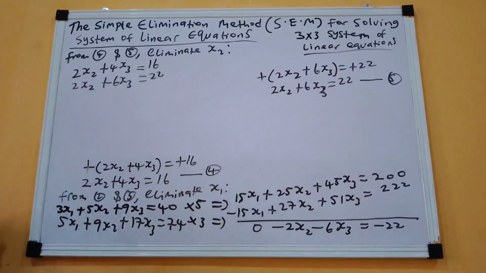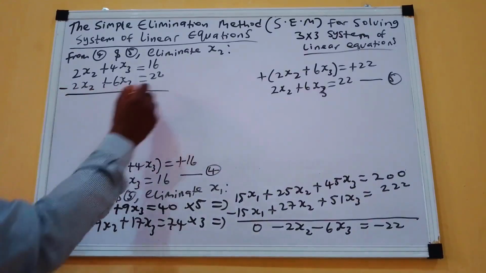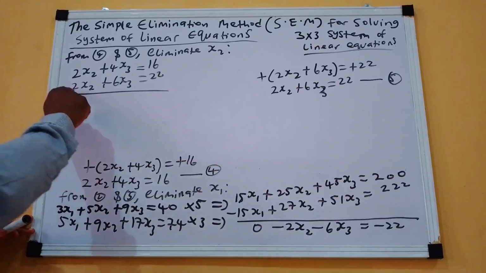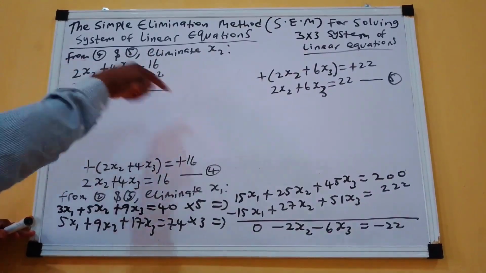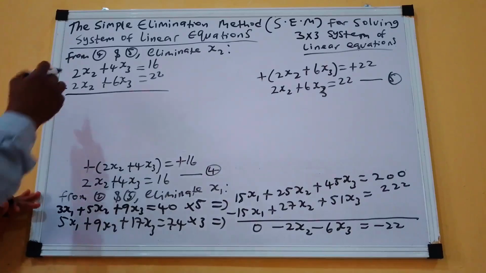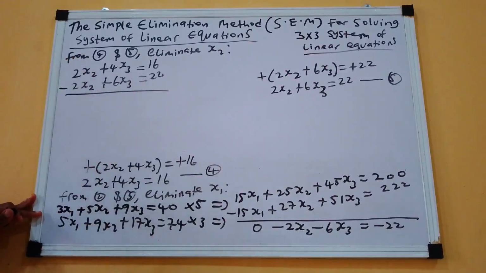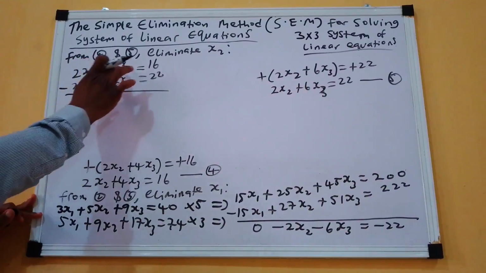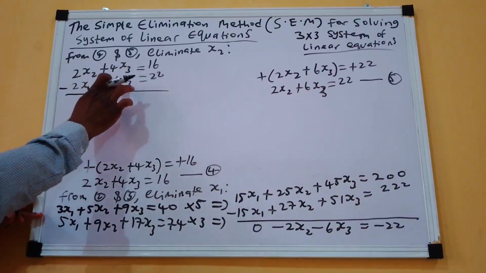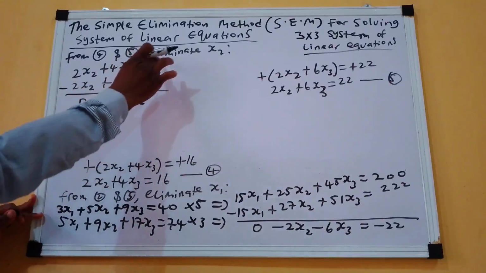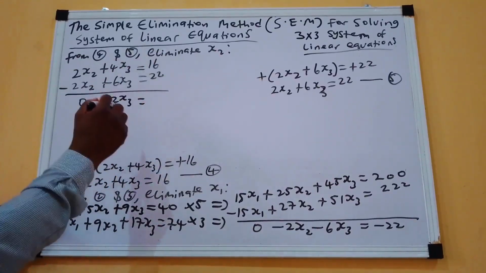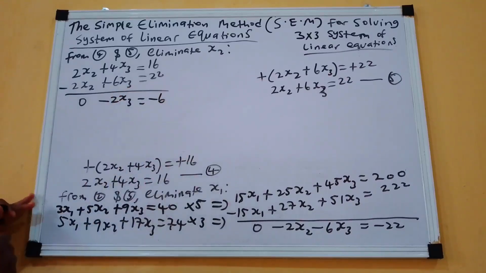Now you can see that both of them have the same coefficient. You can go ahead and eliminate x2. If you don't have the same coefficient, you multiply the second one by the coefficient of x2 here, then multiply this one by the coefficient of x2 here. But since they have that, you go ahead. So you now have 2x2 minus 2x2 is 0. 4x3 minus 6x3 will be minus 2x3 is equal to 16 minus 22, which will be equal to minus 6.